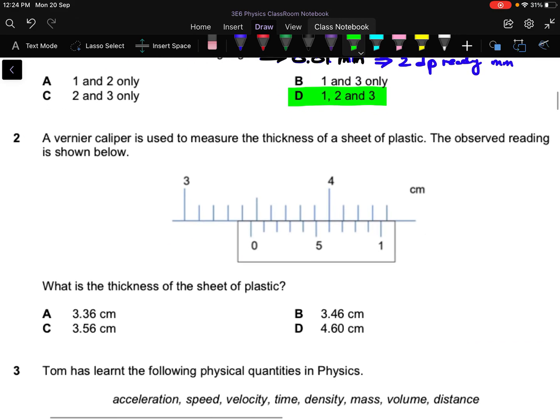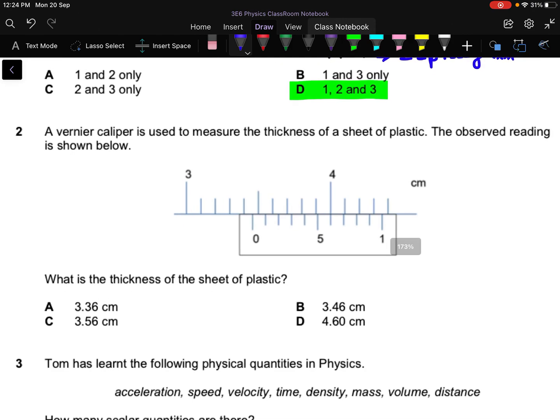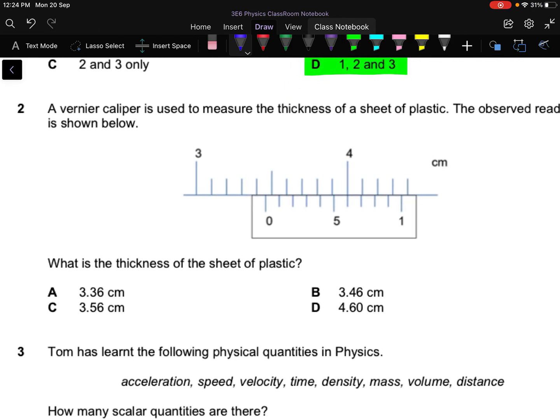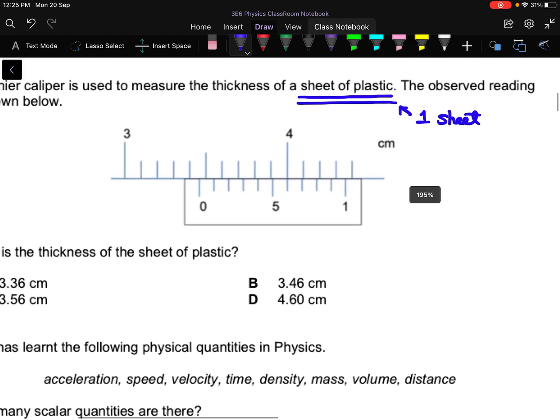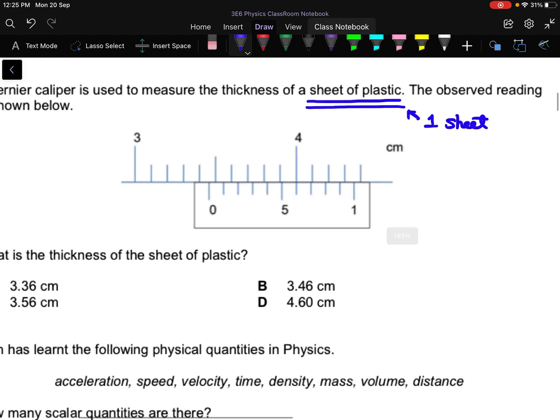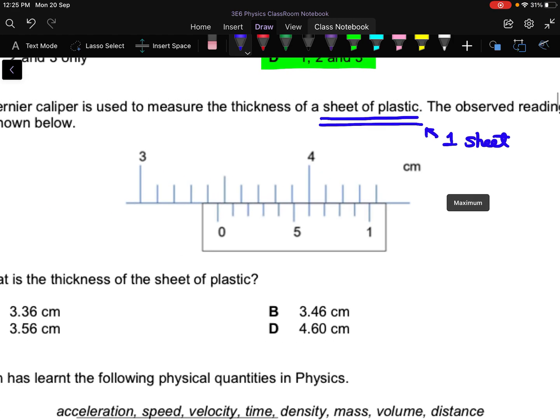Okay, for question 2, it is a straightforward question. I'm not even asking you about zero error. I'm just asking you to read the vernier caliper. So when you deal with such question, you need to be very observant that how many number of sheets of plastic here. So this question, I make it very easy. It is just a singular sheet, so you don't need to divide the reading that you get from your diagram by the number of sheets. So meaning that the answer over here is just a direct reading.